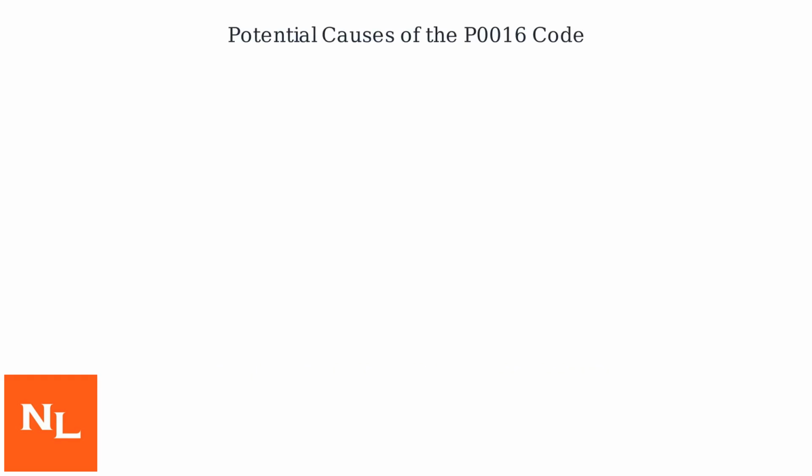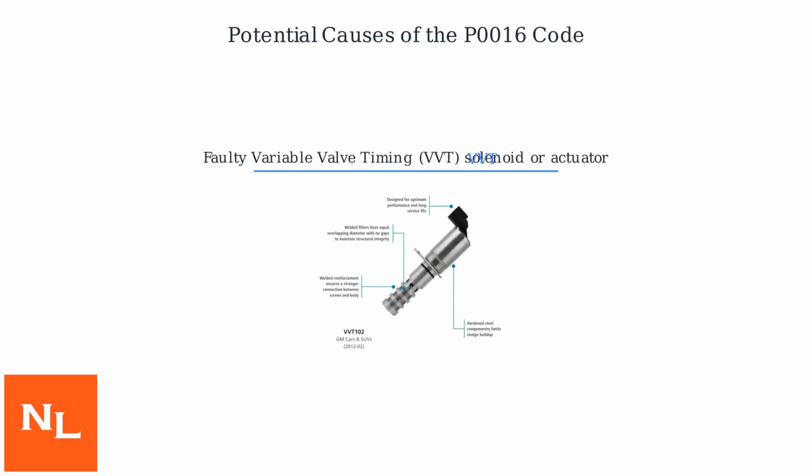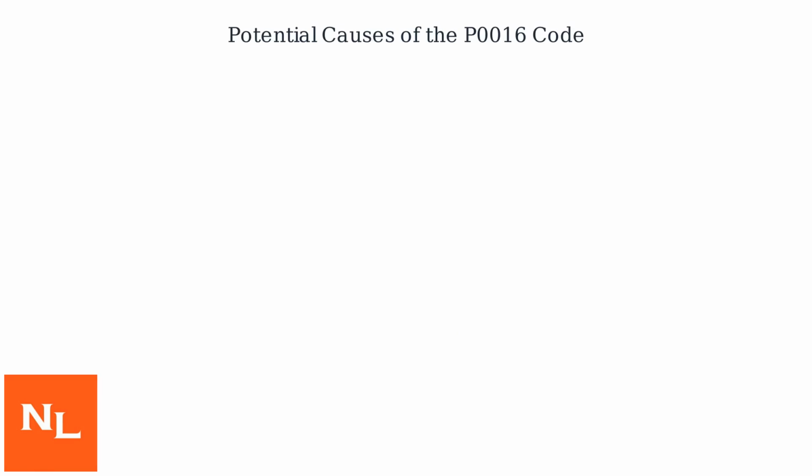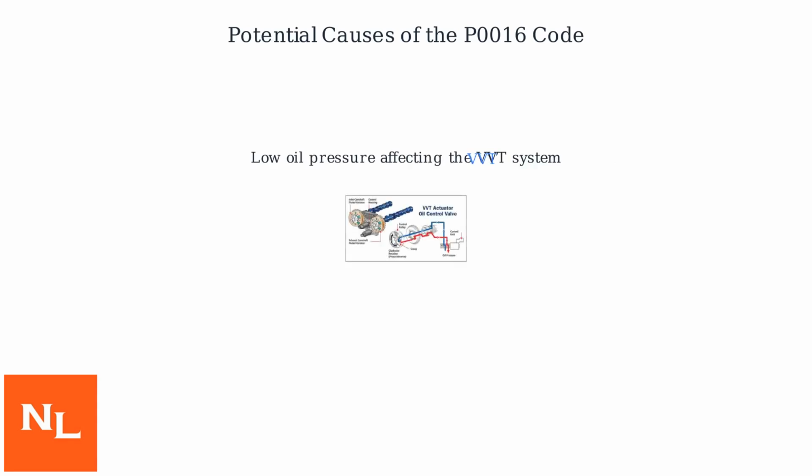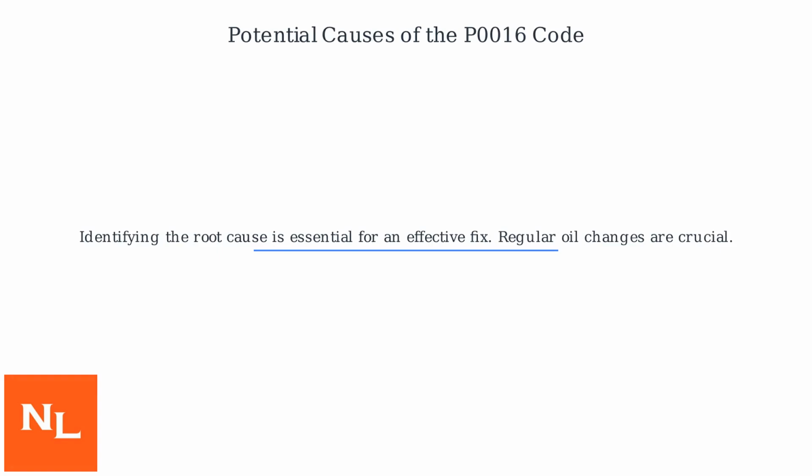Several factors can trigger a P0016 code in your vehicle. A worn or stretched timing chain is a common culprit, causing misalignment between the crankshaft and camshaft. A faulty variable valve timing solenoid or actuator can prevent proper timing adjustments, leading to the code. Malfunctioning crankshaft or camshaft position sensors can send incorrect signals to the engine control module. Low oil pressure can affect the variable valve timing system, preventing it from operating correctly. Identifying the root cause is essential for an effective fix. Regular oil changes help prevent these issues.